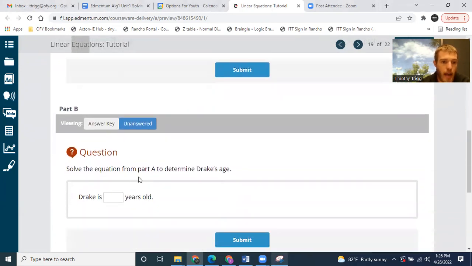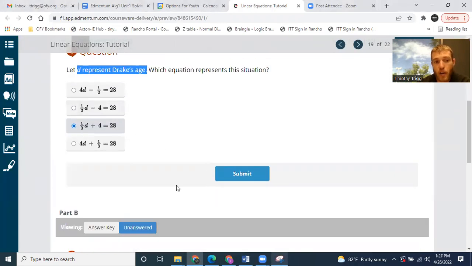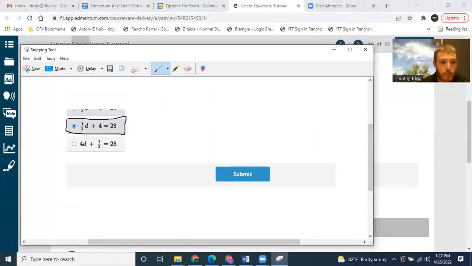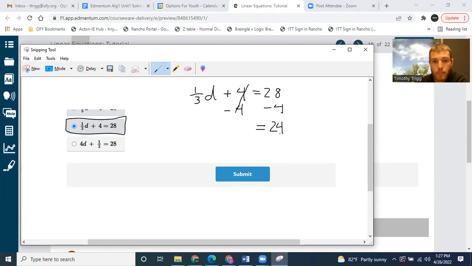All right. Now we need to solve this equation in part A to find Drake's age. So I'm just gonna go ahead and grab it here. So 1/3 times D plus 4 equals 28. Here I usually get rid of whatever's adding or subtracting. So I'm gonna get rid of this plus 4 by doing a minus 4. Plus 4 and minus 4 gives you 0, those cancel. When we do the minus 4 on the right side, that gives us 24. The 4s cancel, leaving us with 1/3 D.